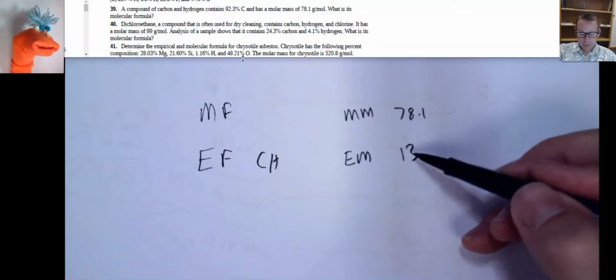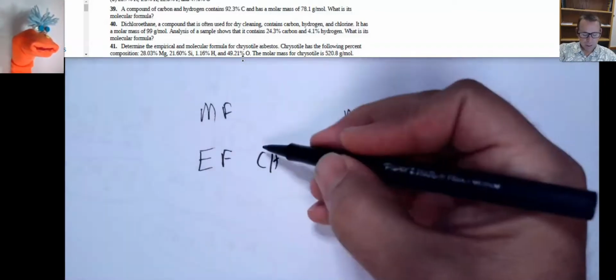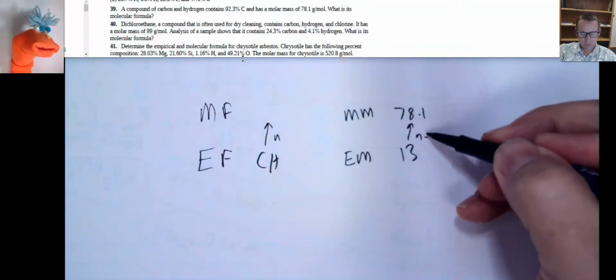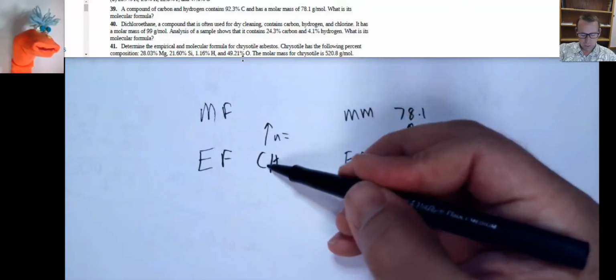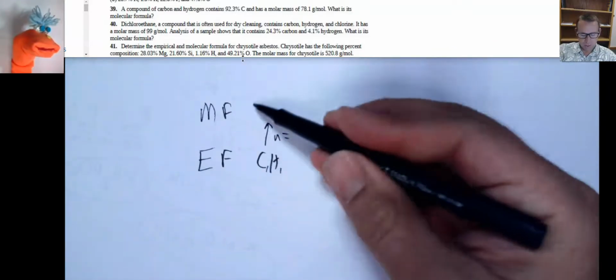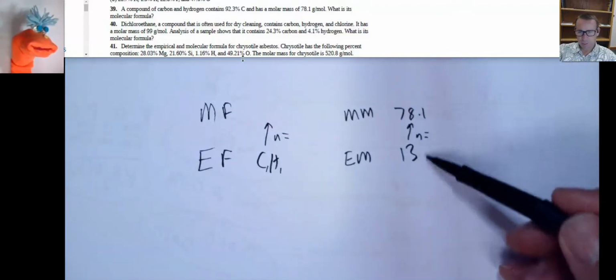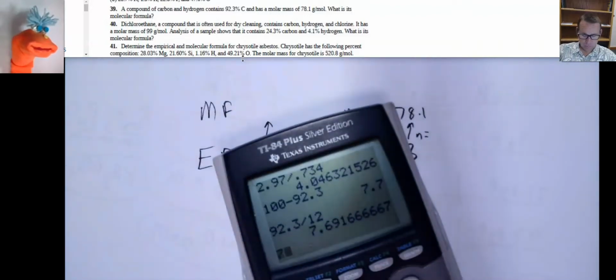So the empirical mass is 13. The empirical formula and the molecular formula relate to each other by a multiplier. We usually call that multiplier n. We don't know what n is. Whatever n is, you multiply it by the subscripts to get the molecular formula. But we can solve for n, the multiplier, by taking 78.1 and dividing it by 13.